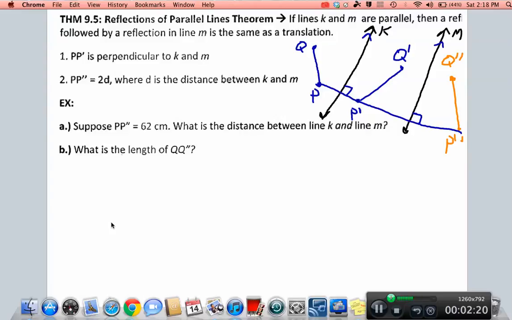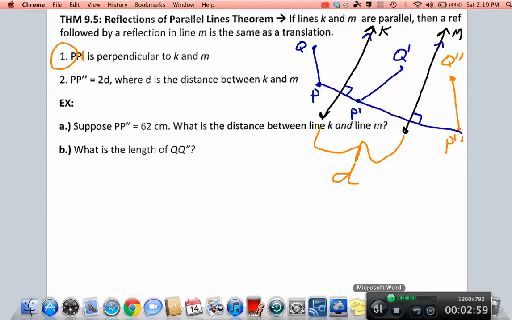The other thing that we know is that not only is part 1 here true, P prime is perpendicular to K and M, P double prime is perpendicular to K and M, but also that P double prime equals 2D, where D is the distance between K and M. So if I draw in this distance here from K and M and call that D, P double prime is twice that distance between the two parallel lines.